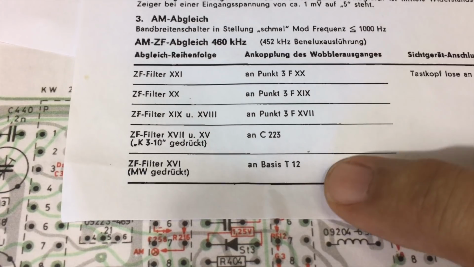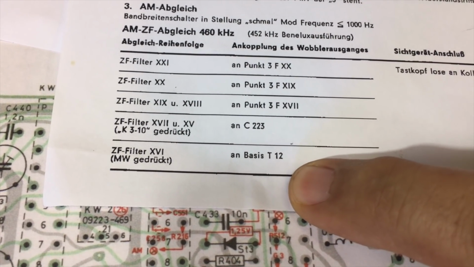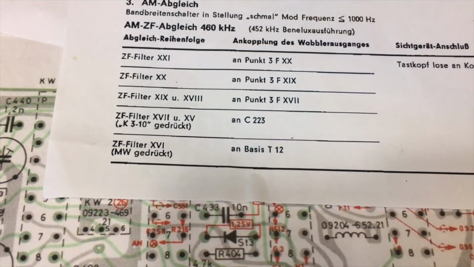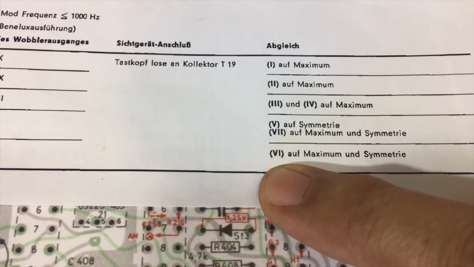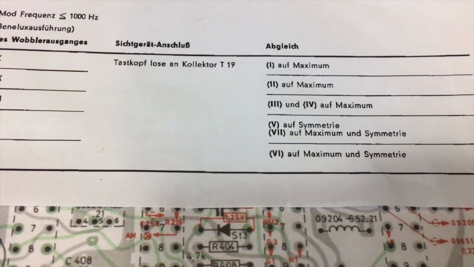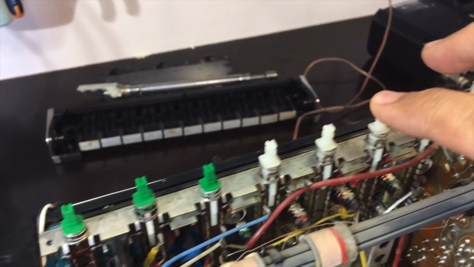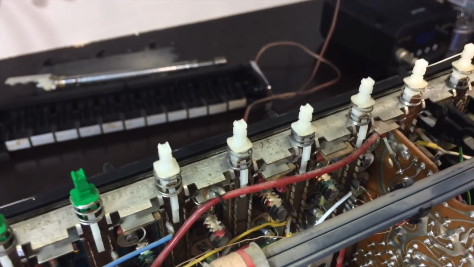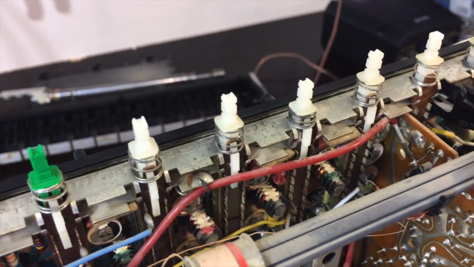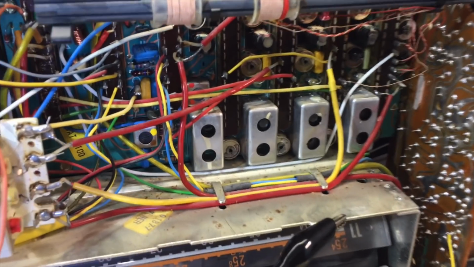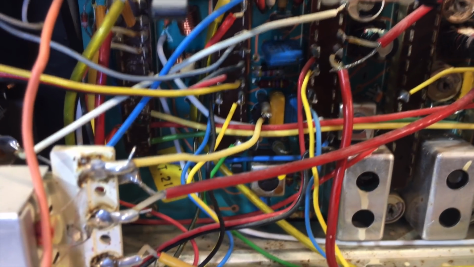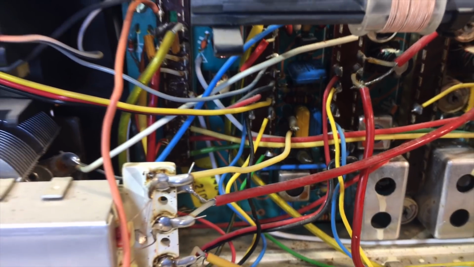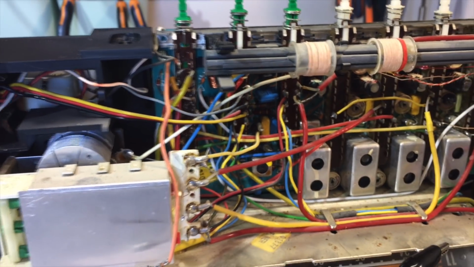Now they say you feed the signal to the base of T12 and you're adjusting filter 16 with medium wave pressed, and you're supposed to adjust 6 for maximum and symmetry. So medium wave pressed. Right, medium wave pressed. Now T12 is actually on that upper board over there. And it's actually way in there. No, not on that side. It's in here somewhere. I'll show you on the drawing. It's way in there and it's not easy to get to, but I'll show you.